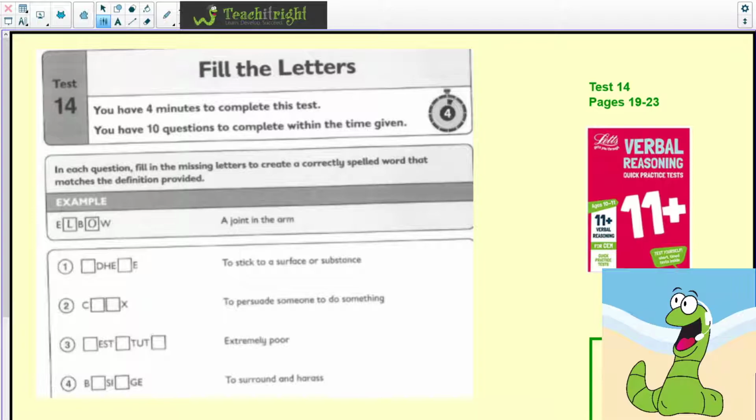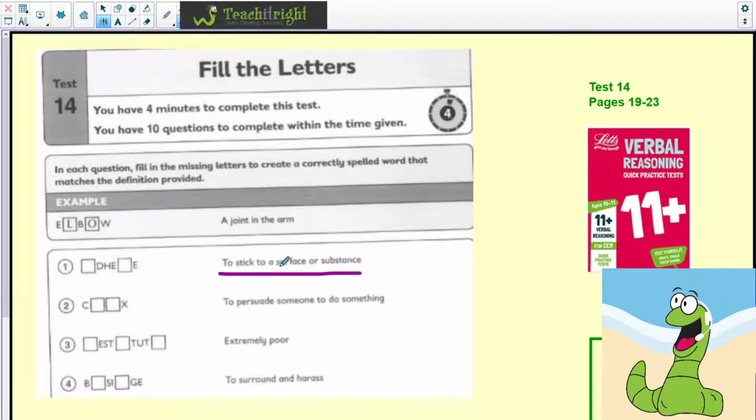The next set of questions is called fill the letters. So we've got to fill in some letters here. I'm going to choose a slightly different colour. We're going to need to use the clue that we're given to hopefully help us with the word. So the example was elbow, and it was a joint in the arm, of course. So we've got to fill in the letters in the gap, but it must be a word that fits with this little clue that we're given on the right.